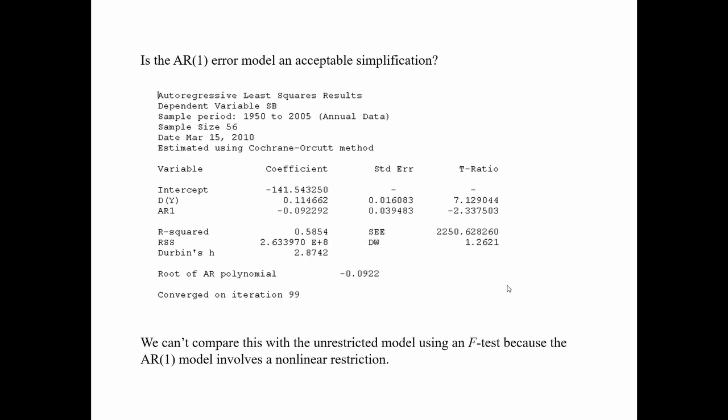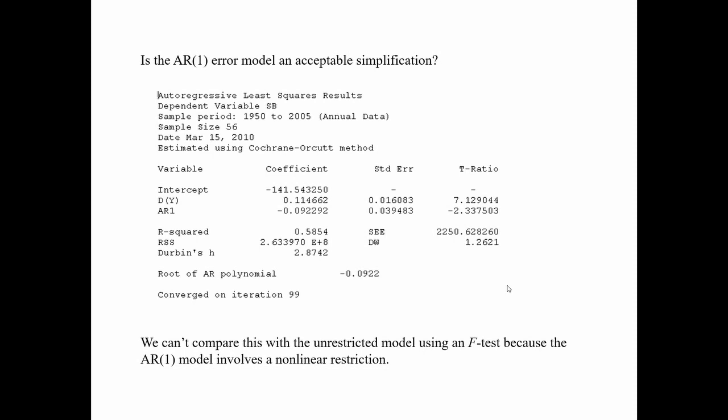Okay, so suppose instead we'd estimated an AR1 error model. I've done that here using the particular software, which uses the Cochrane-Orcutt method, and I get the equation represented here, where I've estimated 2 parameters, one on the current change in GDP and one is the autoregressive parameter.